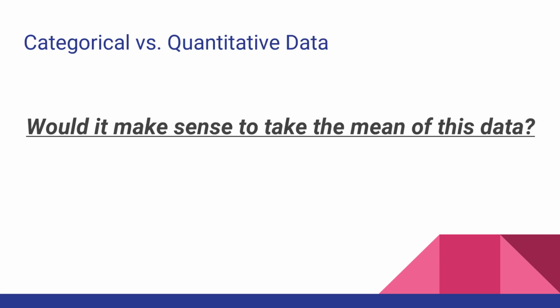So the main idea that you always have to keep in mind when telling the difference between categorical and quantitative data is, would it make sense to take the mean of this data? Although it seems like the lines between categorical and quantitative are pretty clear-cut, they do tend to blur sometimes, and this is the best way to keep yourself in line.